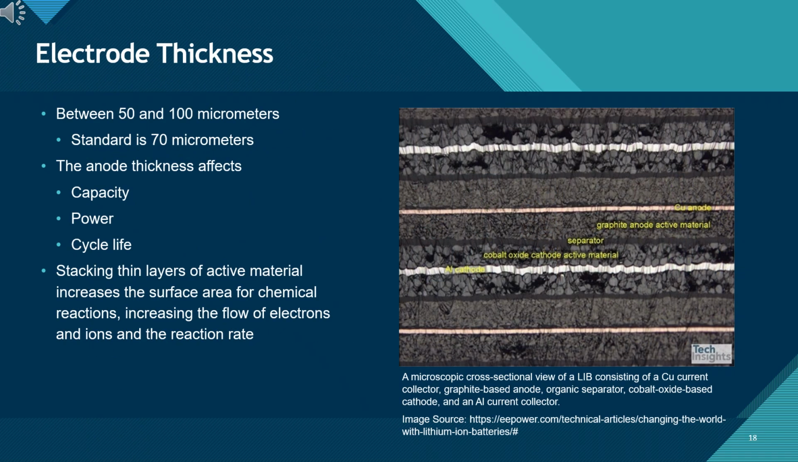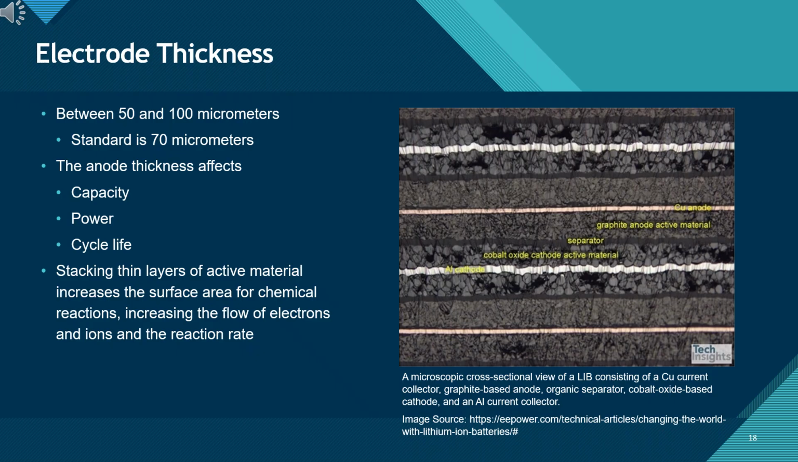Electrode thickness. Now that we know what materials we are using, let's talk about how we apply them. I want you to look at the image on the right. This is a microscopic cross-section of a battery. Think of it like looking at the layers of a sandwich from the side. You can clearly see the layers of cathode, separator, and anode stacked together.